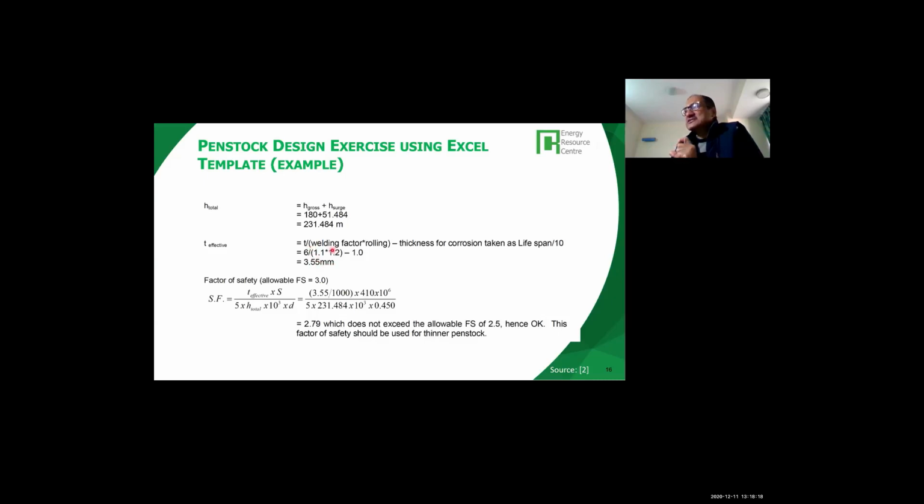is equal to the formula, and based on that we get a value of 3.55 millimeter. So you need a 4 millimeter thick penstock pipe. The factor of safety, P effective over H total, comes to 2.79, which exceeds the allowable factor of safety of 2.5. Hence, this is okay. This factor of safety should be used for designing the inner penstock. So based on that, I will now quickly show you a run through the Excel file.